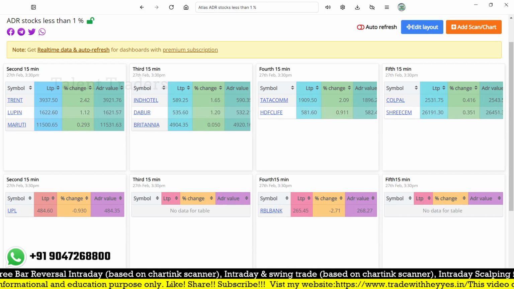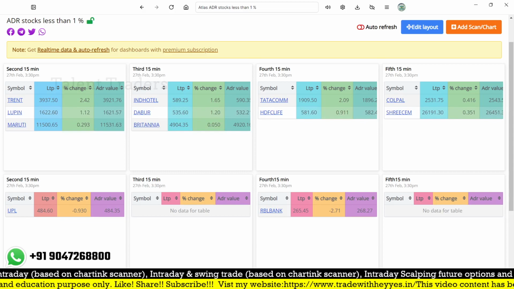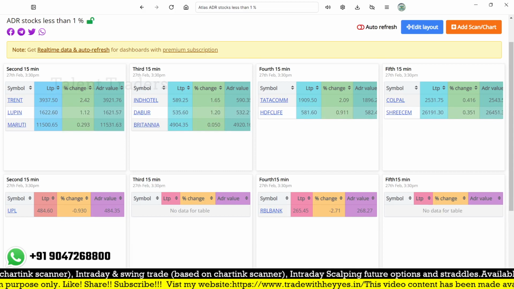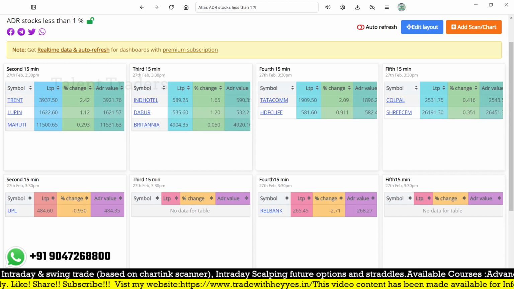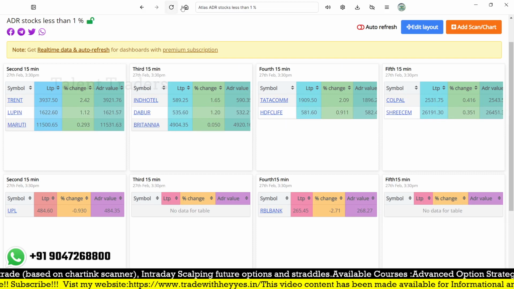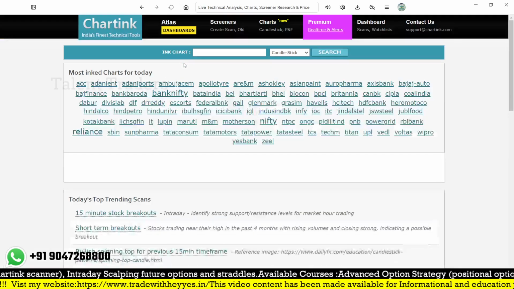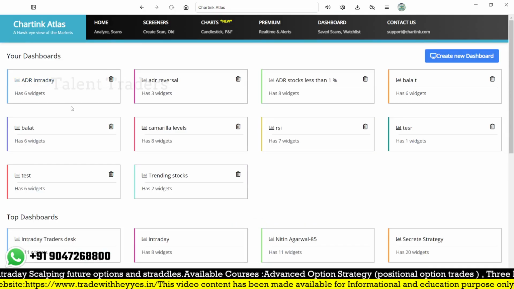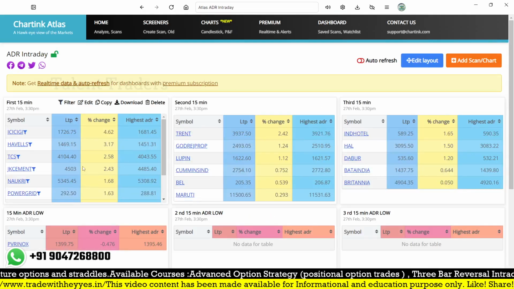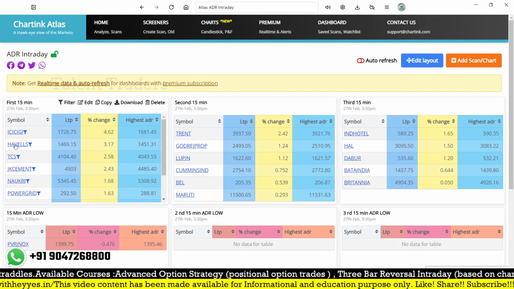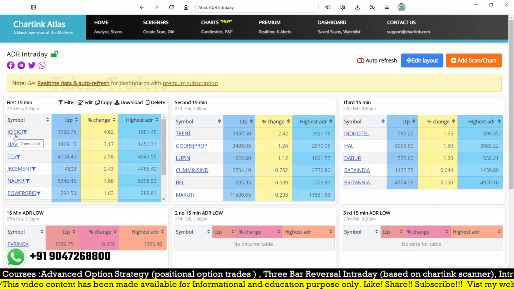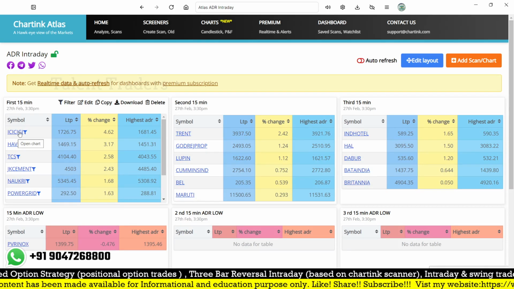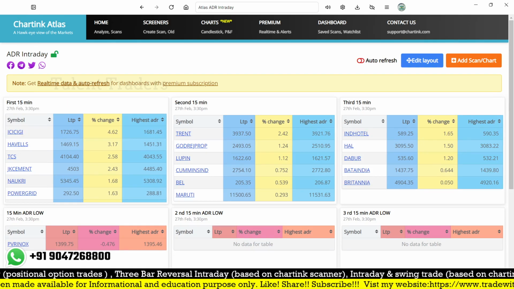So, the average daily range scanner, and initially we used a different one. Whatever stock gives you the breakout in the first candle itself, we are looking for a breakout opportunity, and this scanner we have modified for less than 1%. You can look at ICICI General Insurance, Havells. These are all the stocks today that gave it in the first candle. Okay, so it may be a big stop loss.